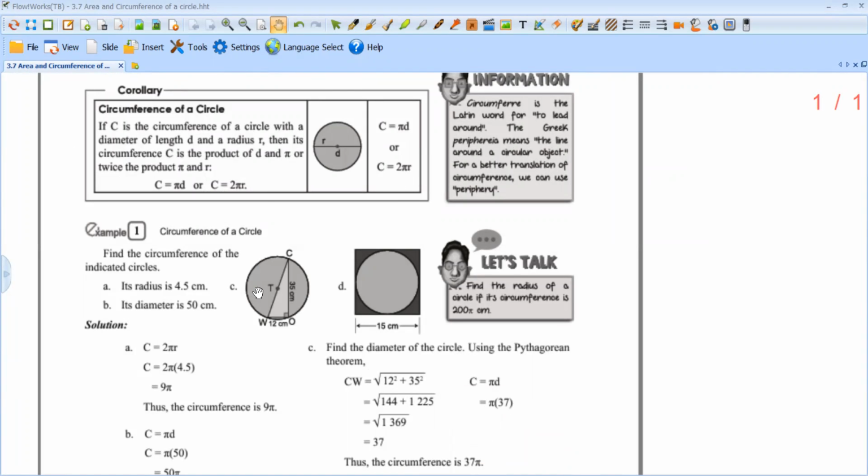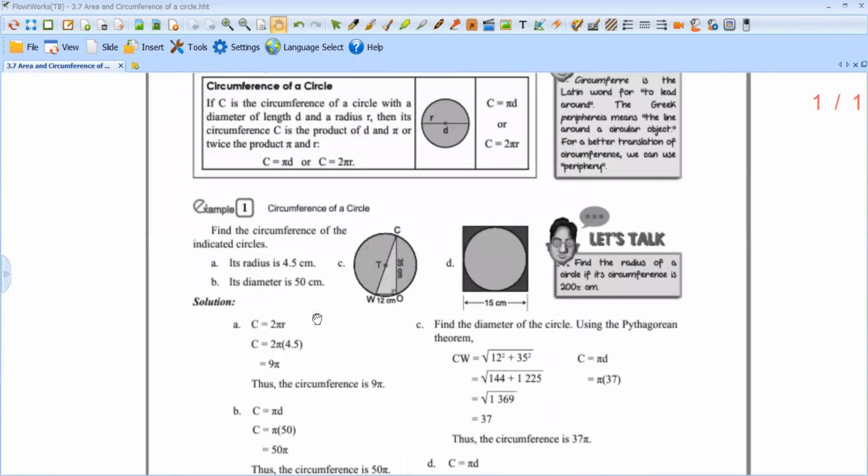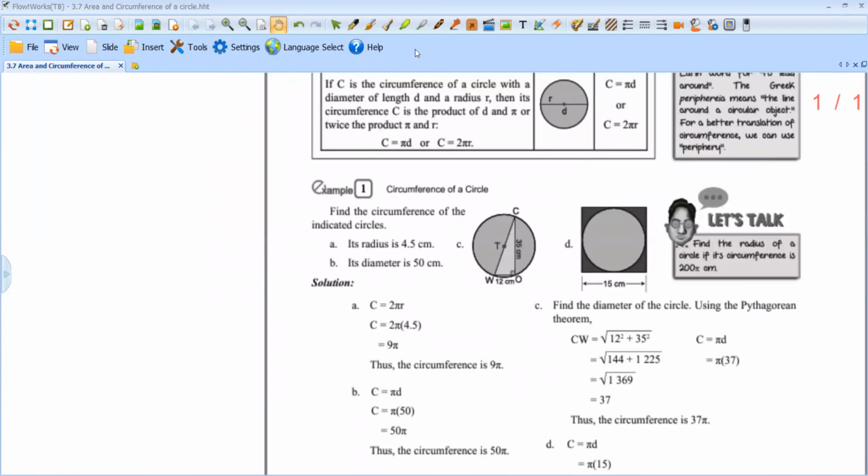Let's start with example 1. Find the circumference of the indicated circles. If the radius is given, you have to use the formula 2 pi r, right? So we have, in terms of pi, 2 pi. The radius is given, which is 4.5 centimeters. So therefore, the circumference is 9 pi.